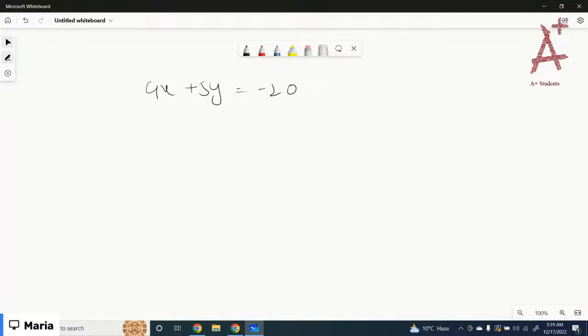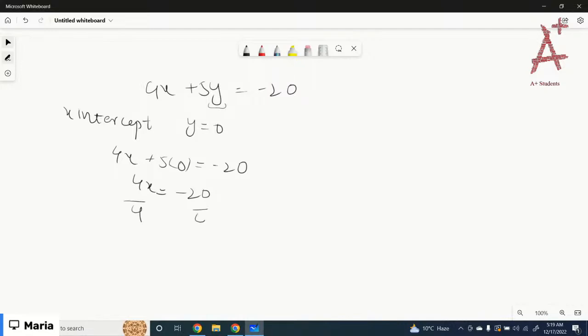Okay, so you have to find the x-intercept and the y-intercept of the equation. So for the x-intercept, we have to put y equals 0 in the equation. Got it? So simply replace the y with the 0. So it would be then 4x plus 5 times 0 equals negative 20. Got it? So 5 times 0 is 0. So it would be then 4x equals negative 20. So divide both sides of the equation by 4. So it would be x equals negative 5.